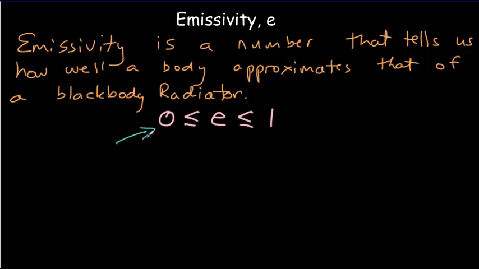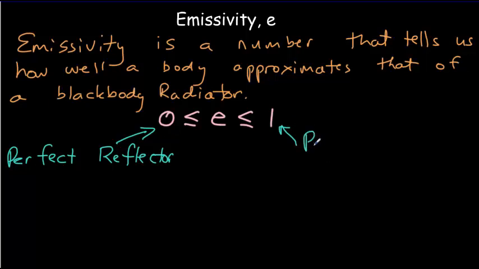If it's equal to 0, what we've got is a perfect reflector. Think of a mirrored surface. All the radiation that strikes that mirrored surface is going to reflect off again. If the emissivity is equal to 1, then we've got a perfect black body. That is, we've got a perfect absorber of radiation.